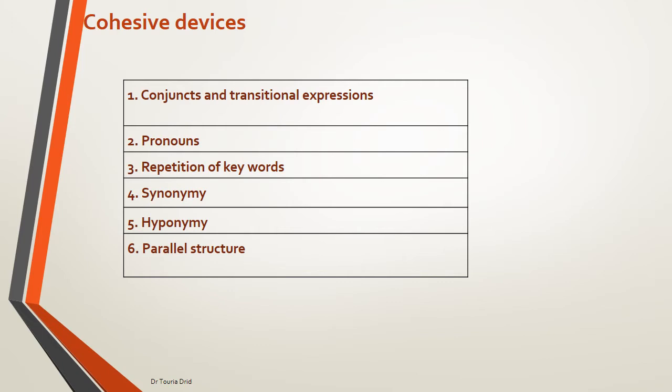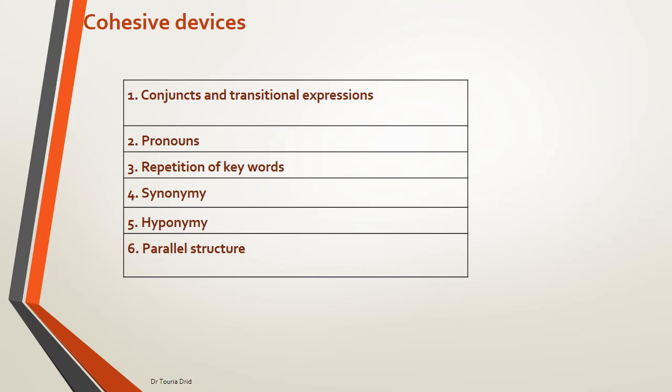The first type of cohesive devices is the conjuncts and transitional expressions. All the types of conjuncts and transitional expressions, which express various meanings, are used by writers in order to express, for instance, addition, contrast, concession, consequence, depending on the meanings that they want to transmit.